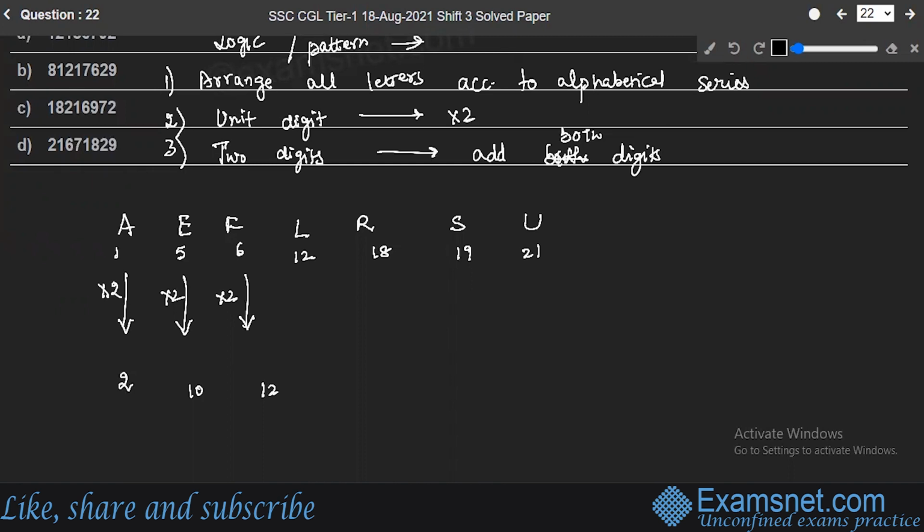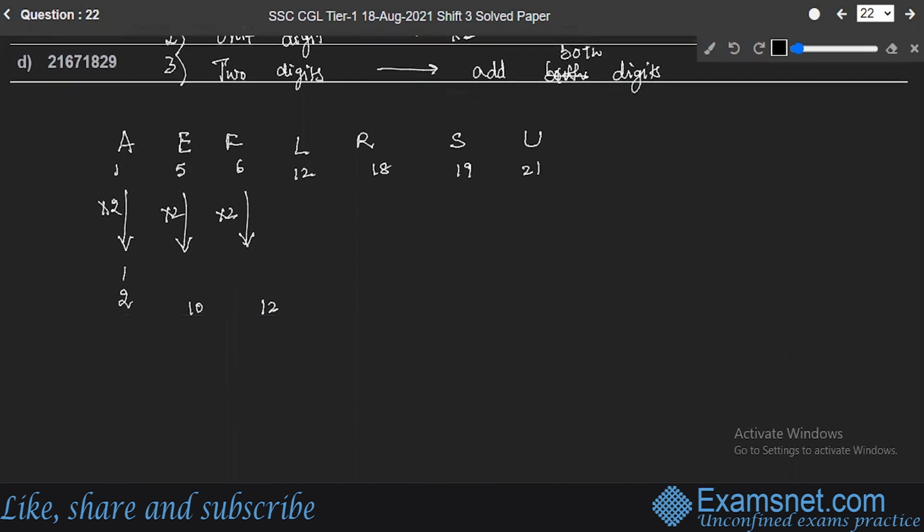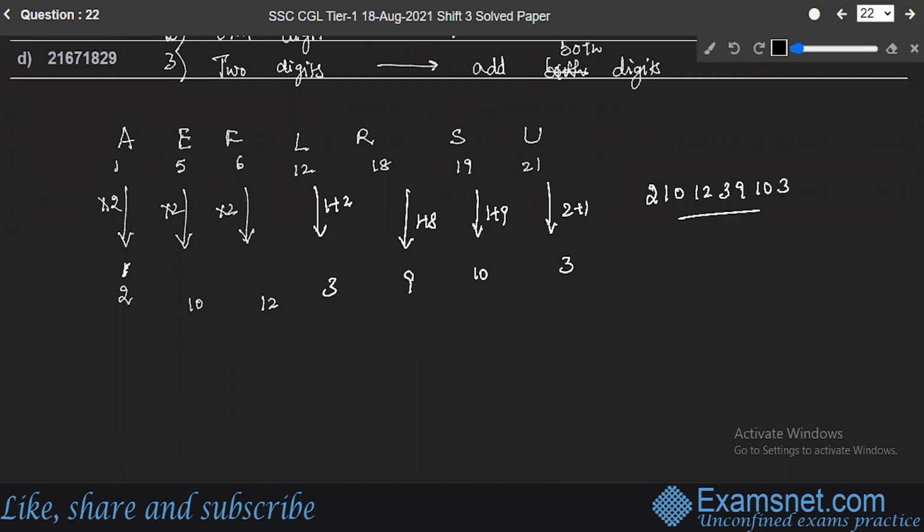We don't need to go with the alphabets. We just have the code for it. So here is 2, 10, 12. Here will be 1 plus 2, which is 3. 1 plus 8, which is 9. 1 plus 9, which is 10. 2 plus 1, which is 3. Right. So what does the code become? Code is 21012391103. Right. Now let's check if the same logic is applicable for the poetry word as well.